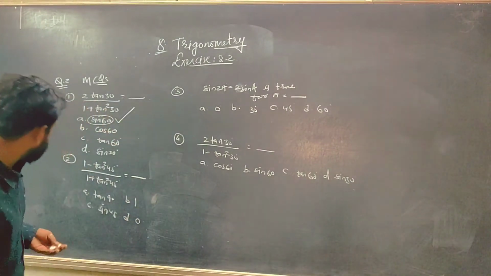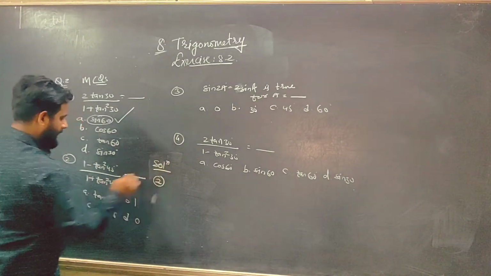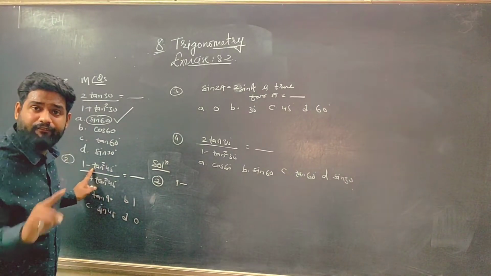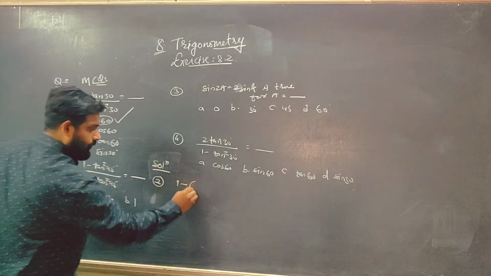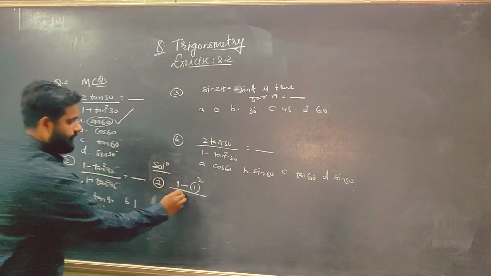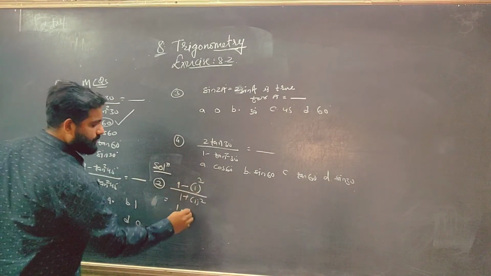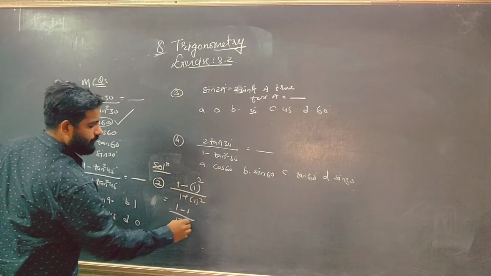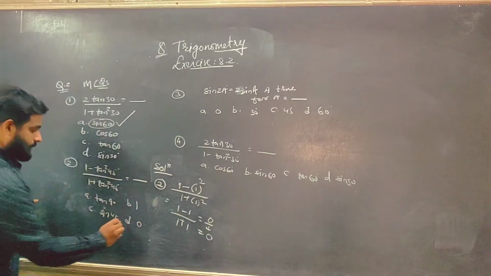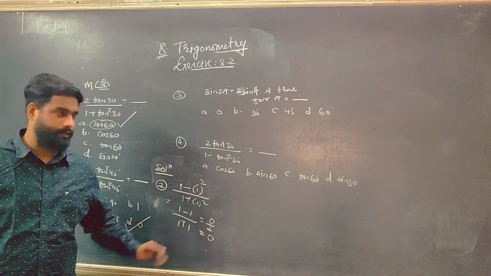The second solution is 1 minus tan square 45 upon 1 plus tan square 45. From the table, the value of tan 45 is 1. Because the square is there, 1 square upon 1 plus again 1 square. So 1 minus 1 square will give you 0, 1 plus 1 square will give you 2, and 0 by 2 is 0. So option number D will be the correct answer. That was quite simple.